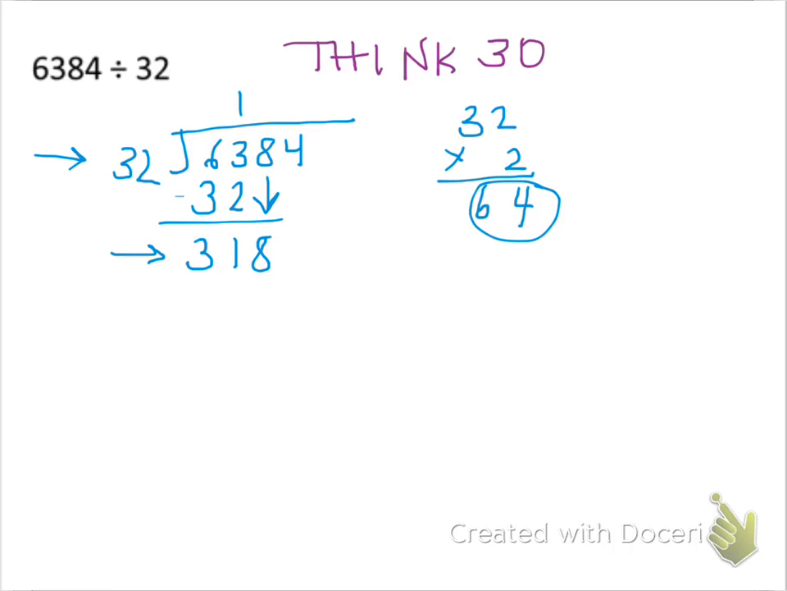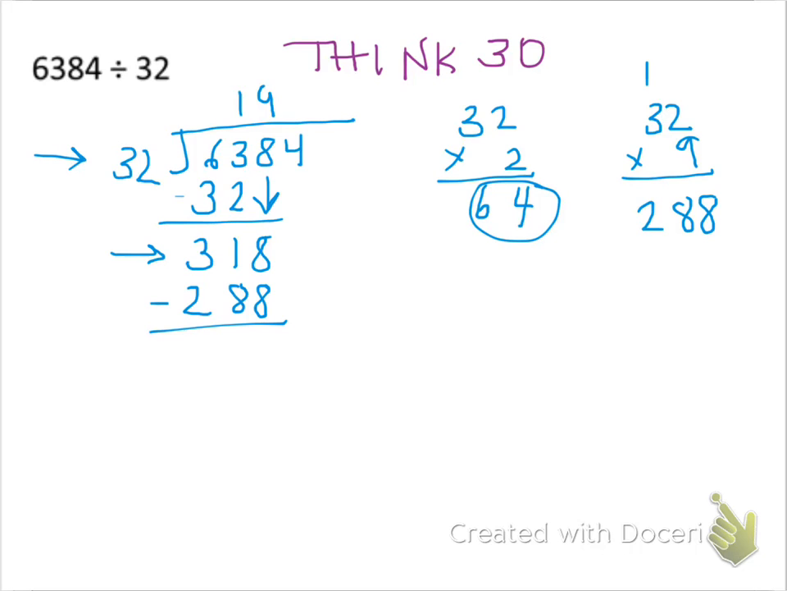Well, I think it would be 9, because 30 times 10 would be 300, but I'm not going to be able to write 10 up at the top. That would be too big of a number. So let's try 9. 9 times 2 is 18. 9 times 3 is 27, plus 1 is 28. So let's try that. 32 times 9 is 288.